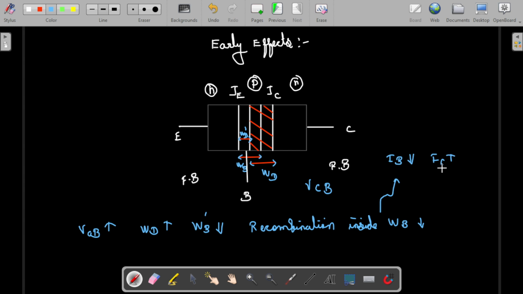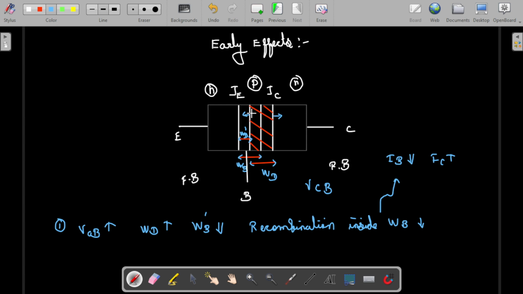You may think we are getting more IC, so this is a benefit. But that will affect something else in some other term, and I will let you know what will happen there. So this is the first analogy that you have to consider. If we keep increasing the reverse potential, the depletion region will increase further. The majority charge carriers here will be diffused through, so no recombination will happen.